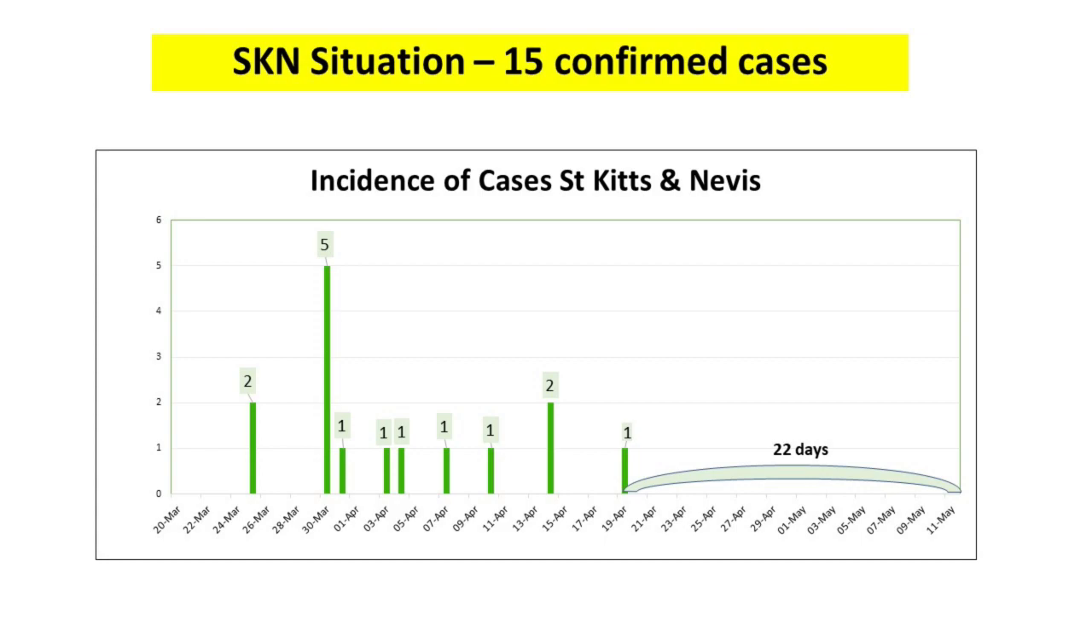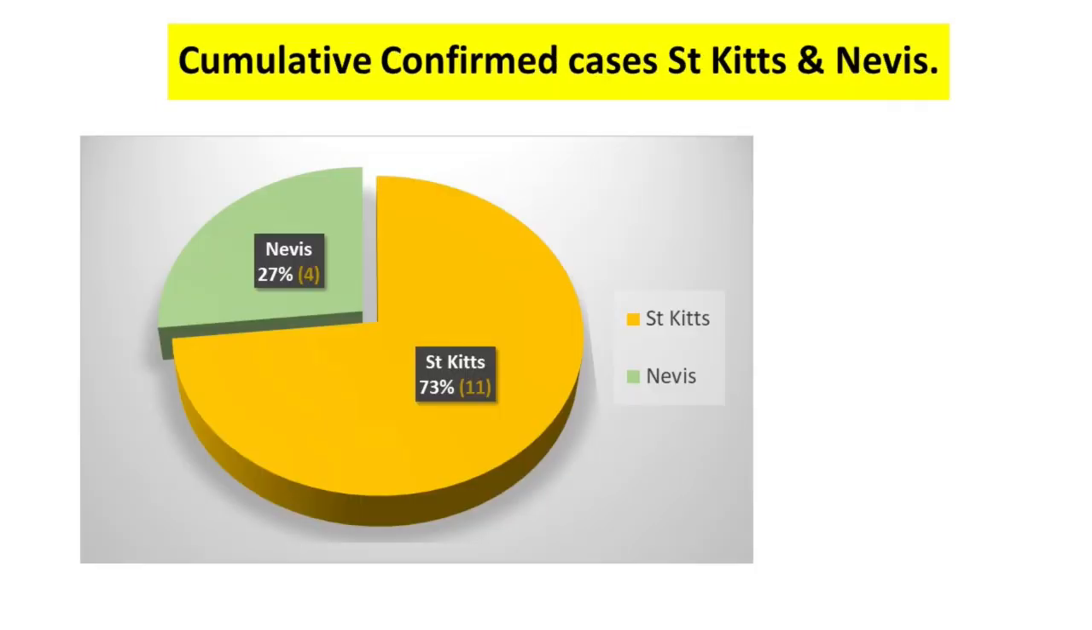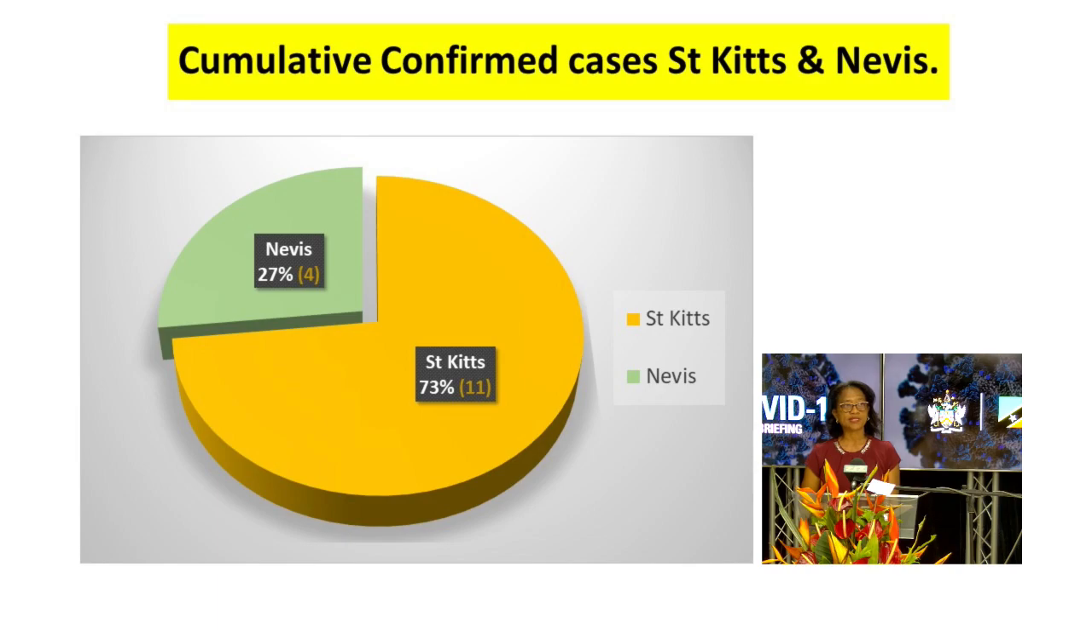As I said before, we have 15 confirmed cases. We announced our first case in March, around the 25th of March, and our last case, mid-April. It's been 22 days now since we would have announced our last case. We have 11 confirmed cases, St. Kitts, 4 confirmed cases, Nevis.